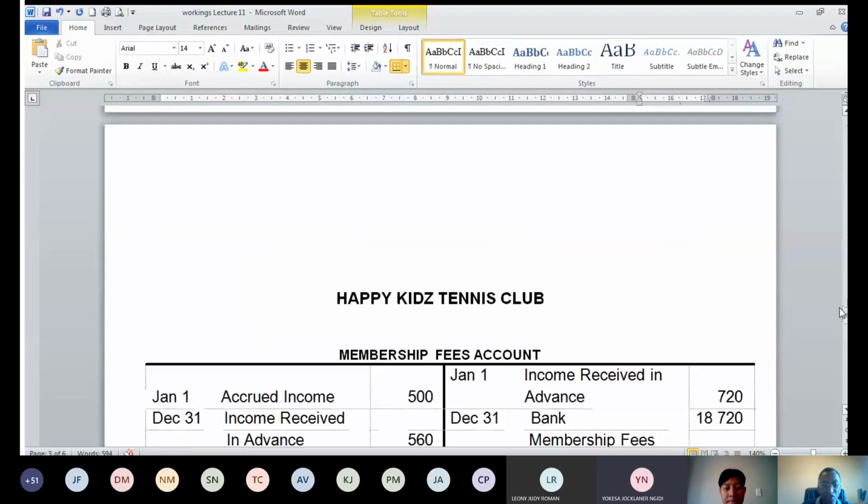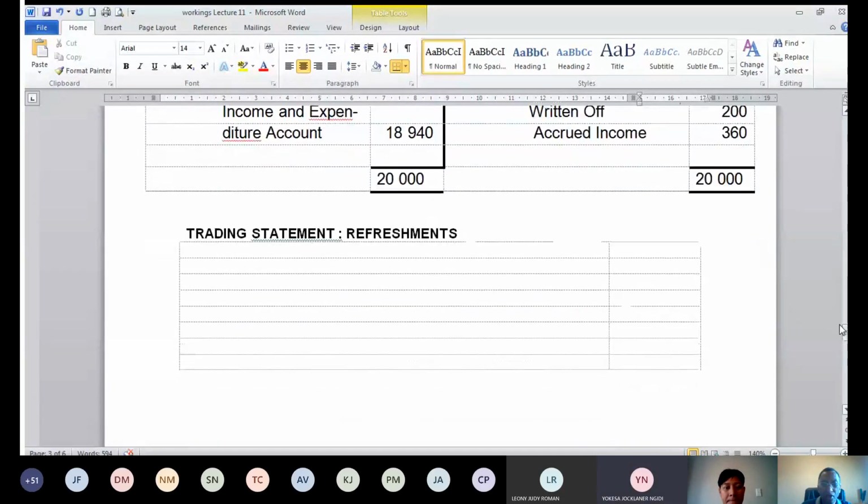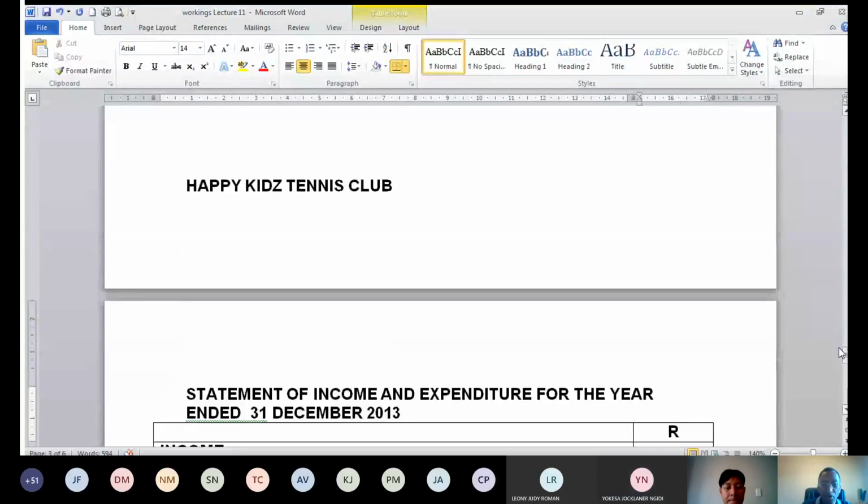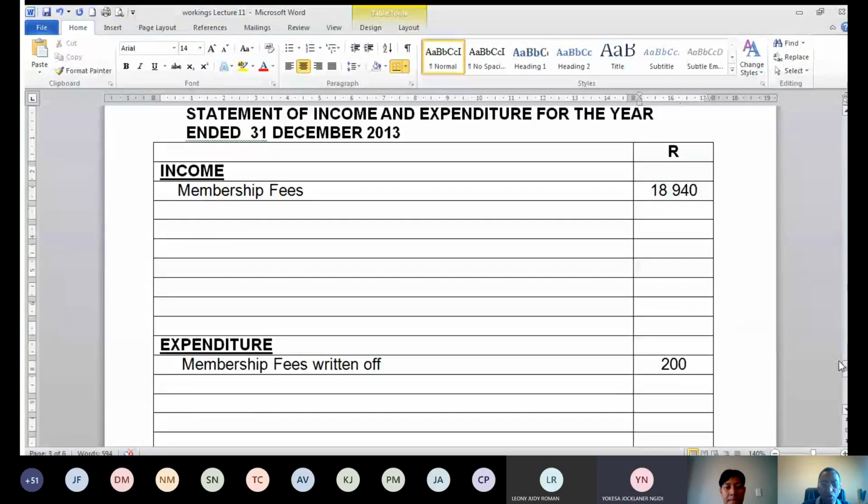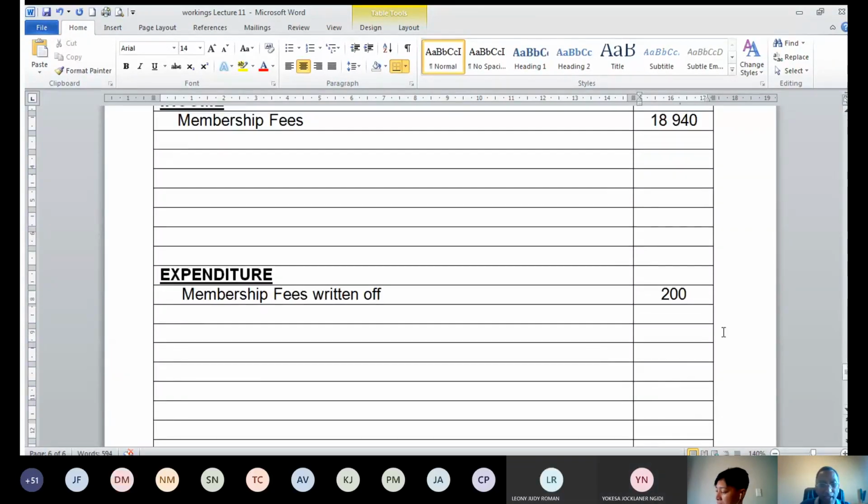In your income and expenditure statement, you will transfer now from the membership fee account to the income and expenditure statement the income from membership fees as 18,940 and an expense for membership fees written off of 200 rand. So the date of that account is the year.